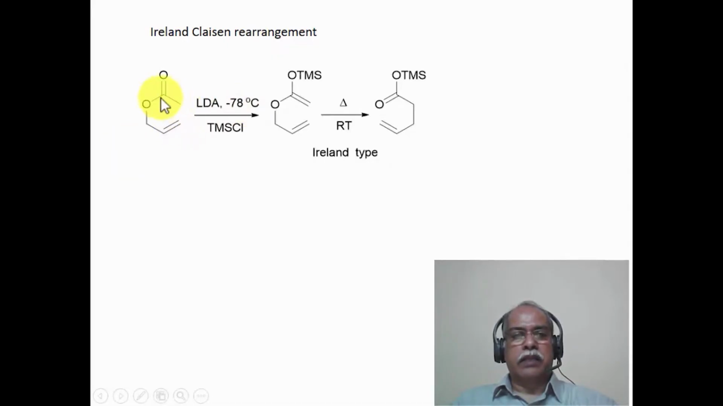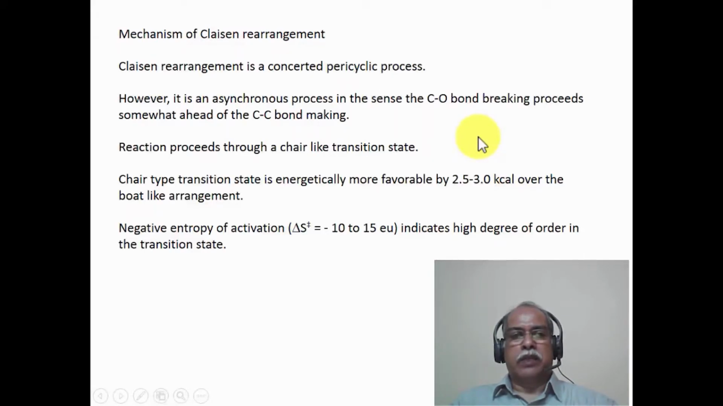If you look at this molecule, this is nothing but an acetate molecule. This is an allyl acetate. If you enolize the allyl acetate by treatment with lithium diisopropylamide and then quench it with trimethylsilyl chloride, you can generate the corresponding ketene silyl acetal of this kind. This ketene silyl acetal is essentially an allyl vinyl ether which will undergo the Claisen rearrangement, known as the Ireland-Claisen rearrangement, to produce the gamma delta unsaturated ester in the form of a TMS ester. So these are the variations of the various Claisen rearrangement products that we have in the system.